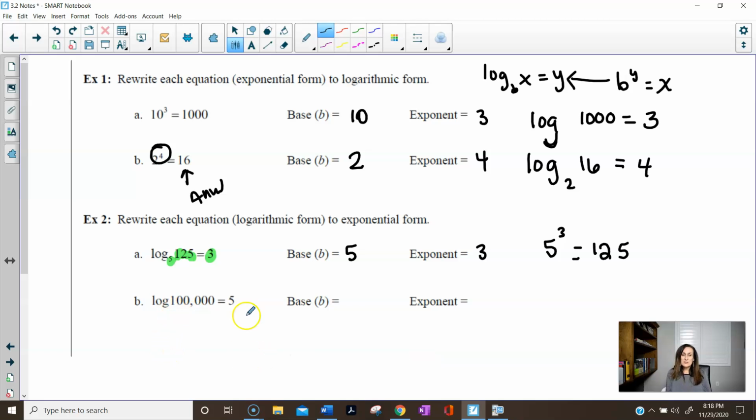The next one, there's no base, so we know it's base 10. The exponent is what the logarithm always equals, which is 5. Therefore, in exponential form, the base is 10 raised to the 5th is equal to 100,000.